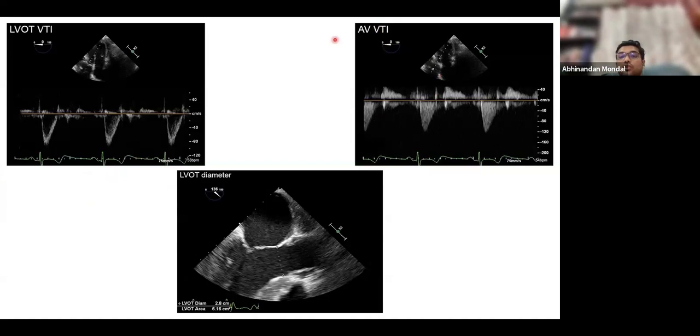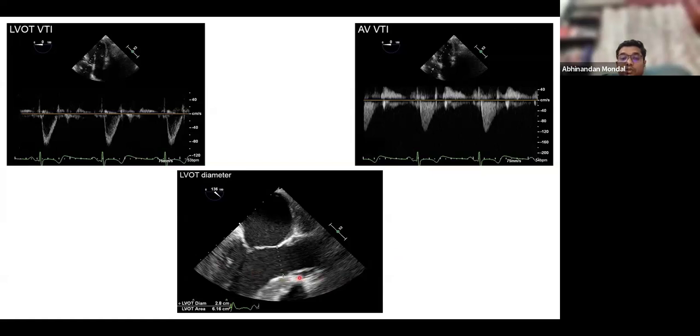And this is your aortic valve VTI. For the aortic valve VTI, if the valve is normal, with no stenosis or regurgitation, you can put pulse wave Doppler. Otherwise, it is better to put continuous wave Doppler. You put the continuous wave Doppler at your aortic valve opening, and you can see this nice waveform. You just trace this waveform like your LVOT VTI, and you will get your aortic valve VTI.